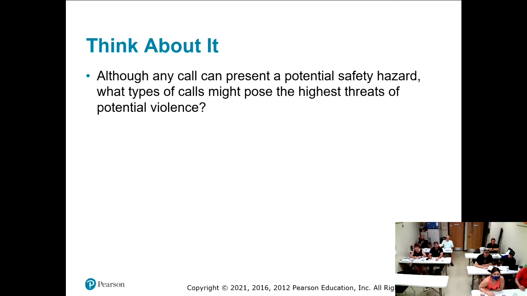Although any call can present a potential safety hazard, what types of calls might pose the highest threats of potential violence? What do you guys think? What are some other ones? Active shooter, yeah. What are some other medical calls that might? Chemical spill. At a party. Brain injury. Factory. Bar. Yep. Why do you think brain injuries?